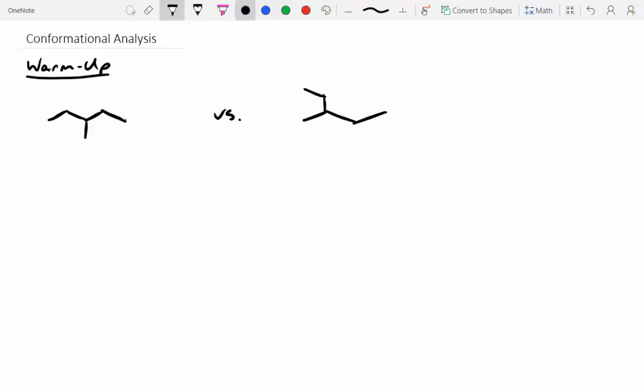Let's name them. So if I go to name them, say 1, 2, 3, 4, 5, that's our longest chain. So what would we call this? 3-methylpentane. If we go to name this one, we go 1, 2, 3, 4, 5, and again, this would be 3-methylpentane.